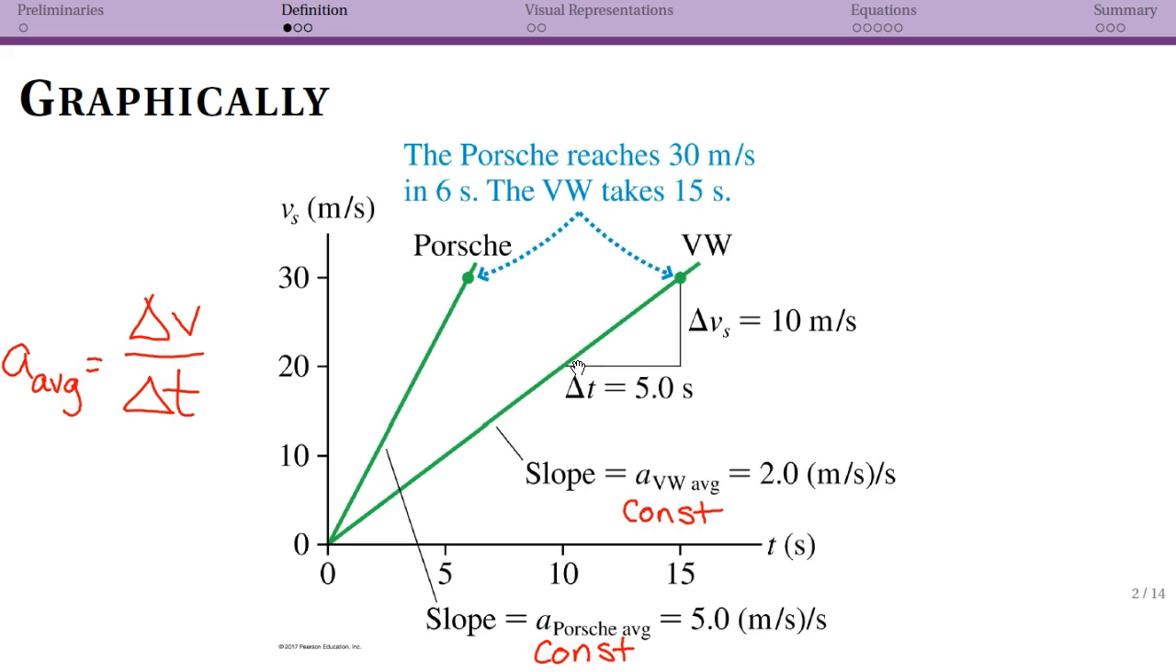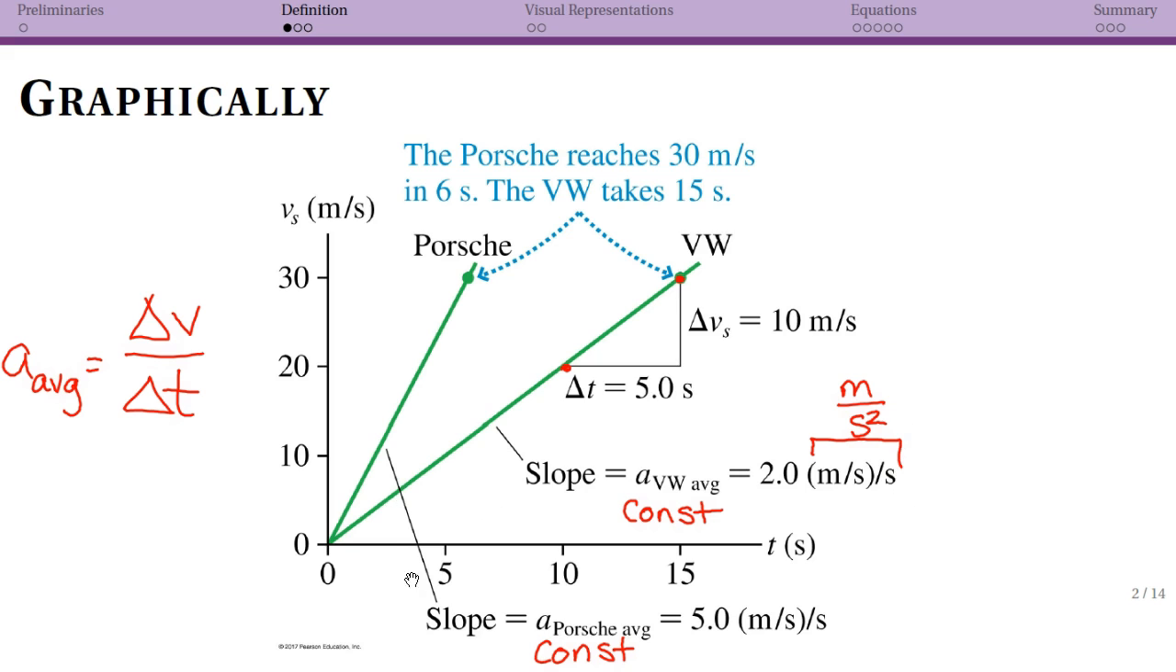So let's first do the Volkswagen. If we compare the point at 10 seconds and the point at 15 seconds, that's a change in time of 5 seconds, and we see that the corresponding change in speed was 10. 10 divided by 5 is 2, and notice that the units here were therefore meters per second divided by seconds. Well, this is just the same thing as saying meters divided by seconds squared, which is how I'll typically write this, and how you'll usually see it in the book.